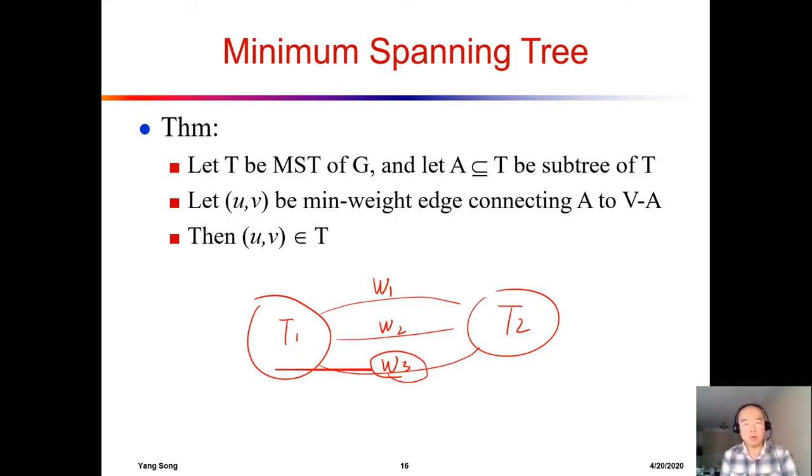Well, T1 and T2 can both be sub MSTs, or say T1 is a very big MST and T2 is only one node. It doesn't matter. Even if one of them or both of them are just one simple node, it doesn't matter. This is the thinking behind building the MST.